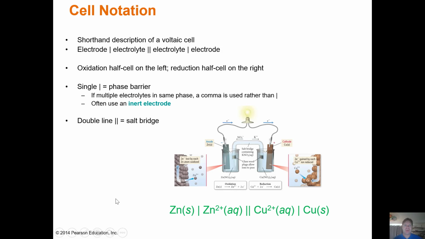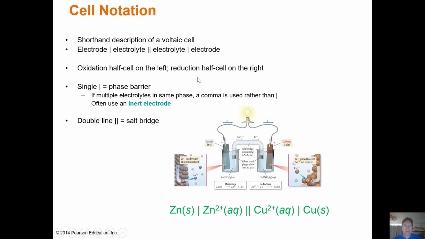The convention is to put the oxidation half cell on the left and the reduction half cell on the right. So when you read these, you would be starting with the electrode where the oxidation occurs. Remember, that's called the anode. So start with the anode, end with the cathode.